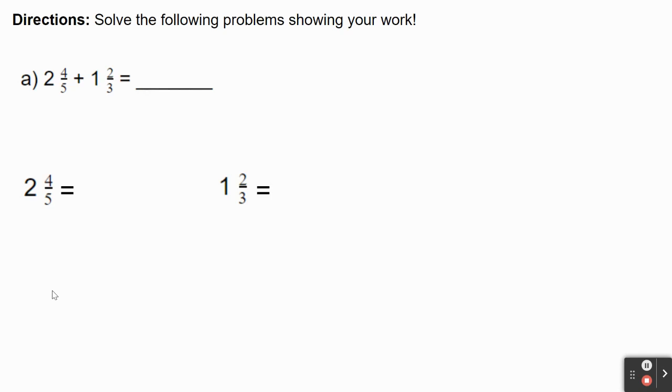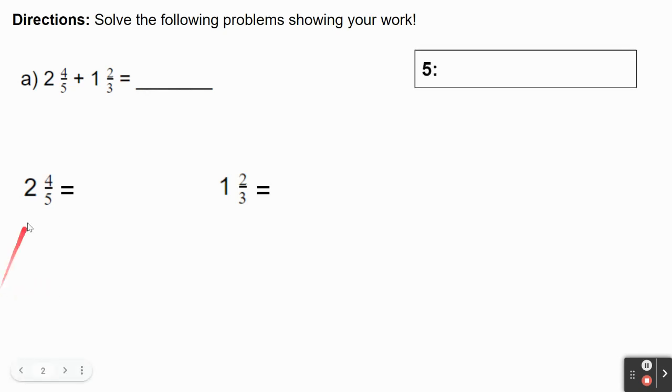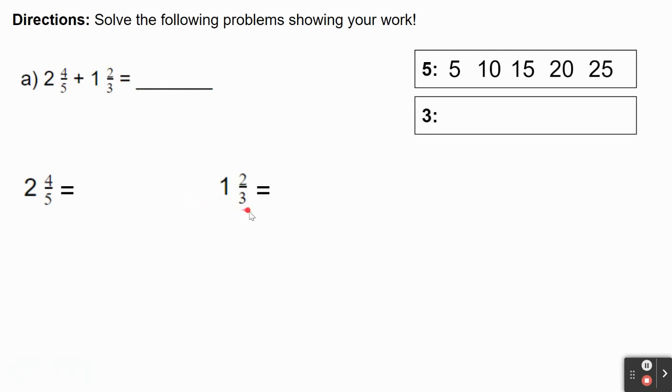To do this, we are going to write out the multiples of each of the denominators. So let's start with 5, since 5 is the denominator of our first mixed number. We have 5, 10, 15, 20, and 25. Now let's list out the multiples of 3, since 3 is the denominator of our second mixed number. We have 3, 6, 9, 12, and 15. If we look at both lists of multiples, we can see that 15 is the first multiple in both lists. This means that we're going to rewrite each mixed number so that the denominator is 15.